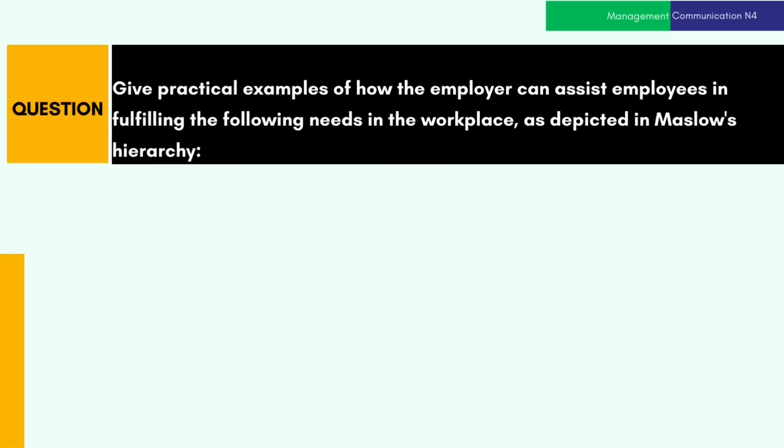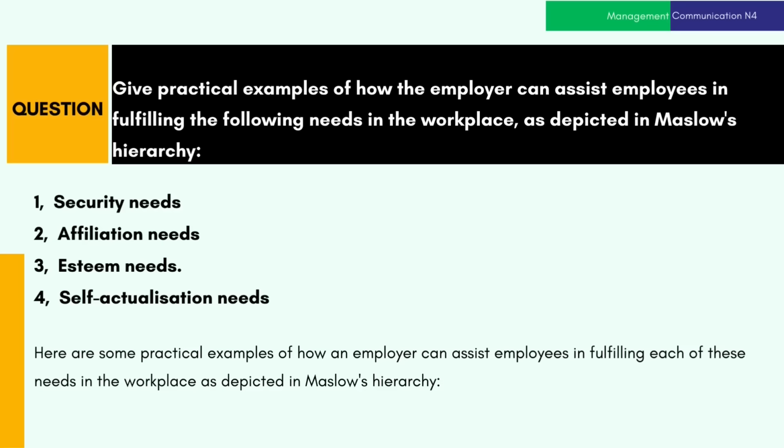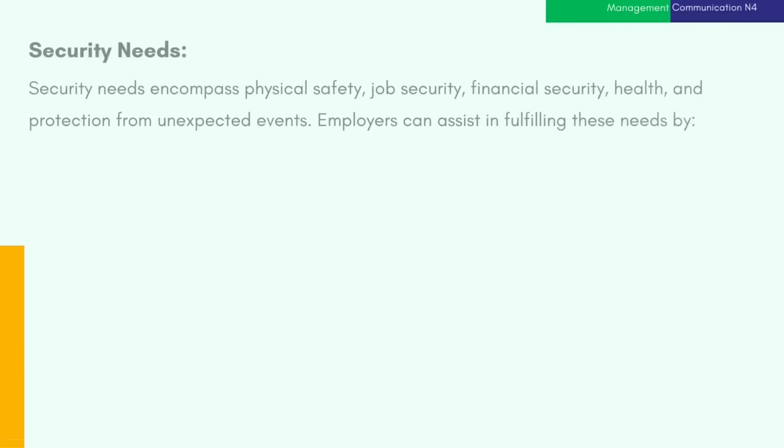Question. Give practical examples of how the employer can assist employees in fulfilling the following needs in the workplace, as depicted in Maslow's hierarchy. 1. Security needs. 2. Affiliation needs. 3. Esteem needs. 4. Self-actualization needs. Here are some practical examples of how an employer can assist employees in fulfilling each of these needs in the workplace, as depicted in Maslow's hierarchy.